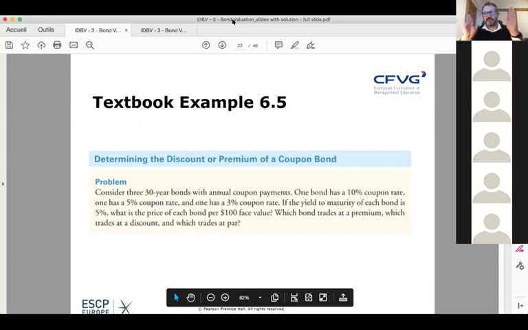Okay, so this example was about what we do if we have a constant yield to maturity of 5%, and what the impact is on the price of the bond. I think we spent some time on it, so I think it's okay now.